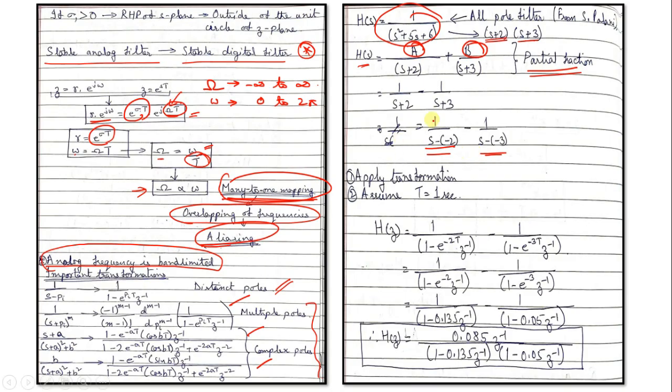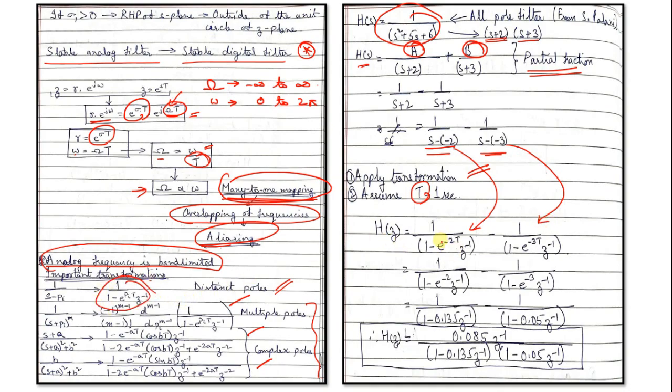So from here you find the equation. Our equation is 1 by s minus p1, so we have to convert it into this form: 1 by s minus of minus 2, minus 1 by s minus of minus 3. Then we have to apply the transformation. When we are applying the transformation, if nothing is given, we will assume that the time period is equal to 1 second for our convenience. So if you see, we are just using this equation and getting the value.